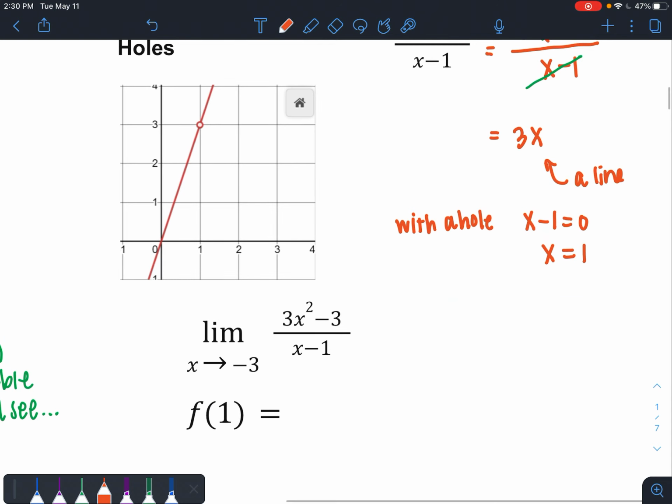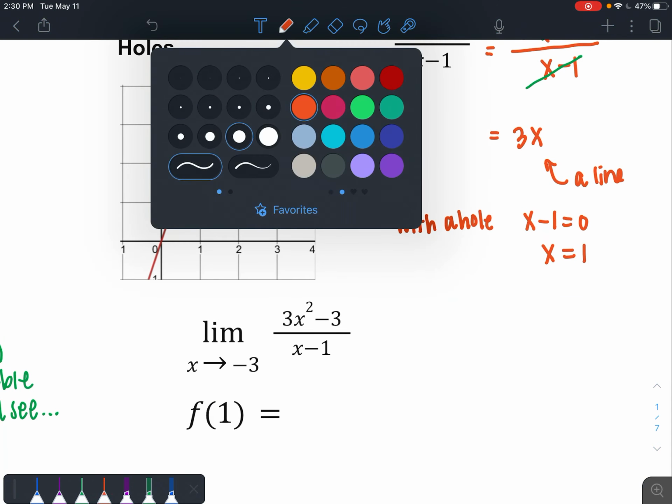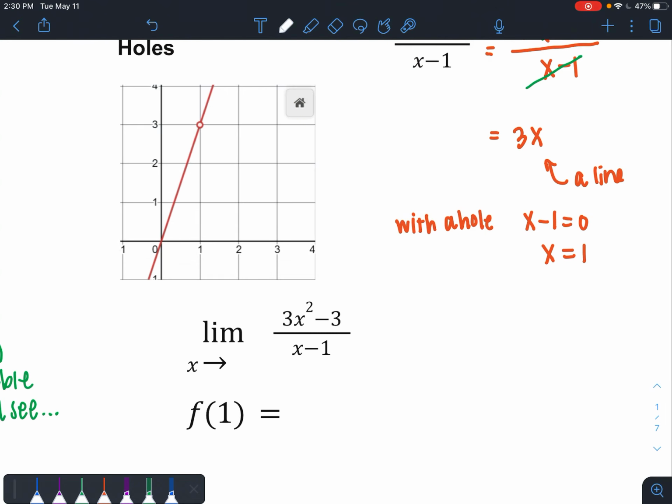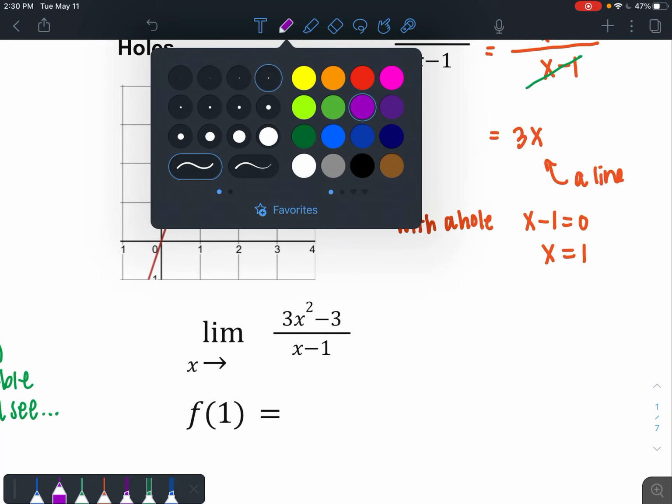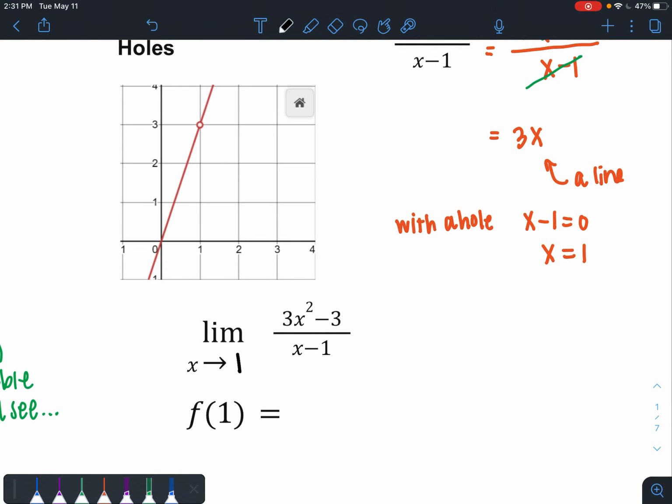You can see that the hole is created, and there's the algebra to go with it. I changed the problem a little bit and didn't go back and change everything. As x approaches 1, there is a limit value, because from the left and from the right it equals 3, but there's no solution for f at 1.